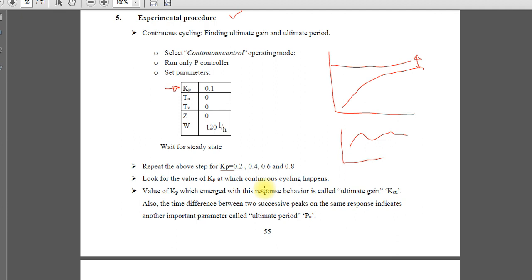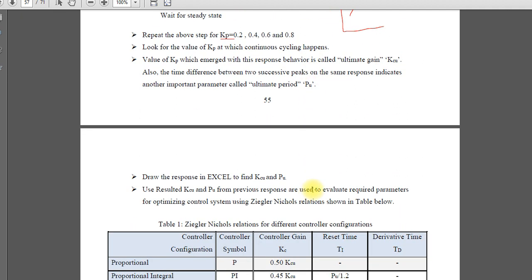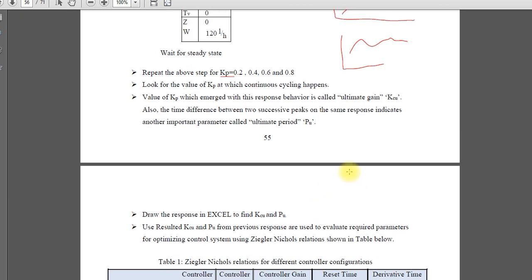Okay, so how will this graph look? The value of Kc at which your graph is like this. It means the amplitude values are almost constant. So this value of Kc at which this is happening, Kc or Kp, whatever, is called the ultimate gain, Kcu, U for ultimate.